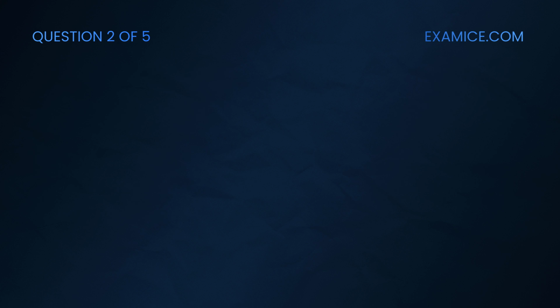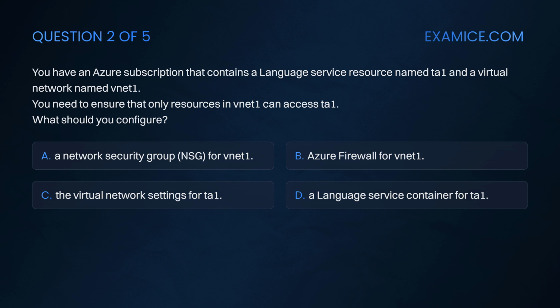Question 2. You have an Azure subscription that contains a language service resource named TA1 and a virtual network named VNet1. You need to ensure that only resources in VNet1 can access TA1. What should you configure? Option A, a network security group for VNet1. Option B, Azure Firewall for VNet1. Option C, the virtual network settings for TA1. Option D, a language service container for TA1.